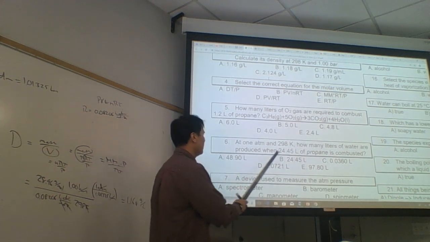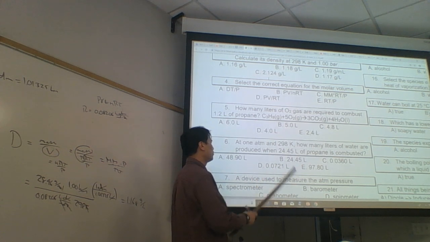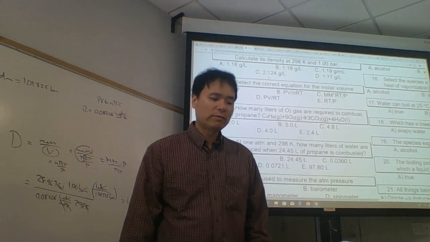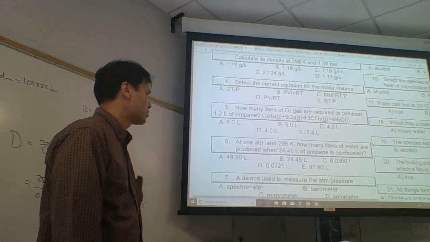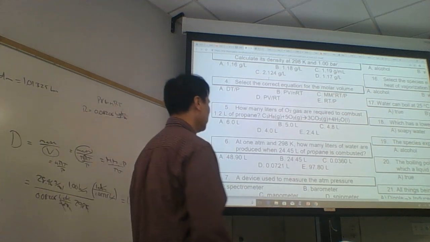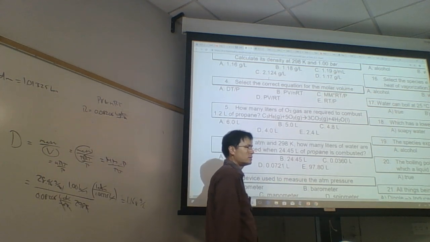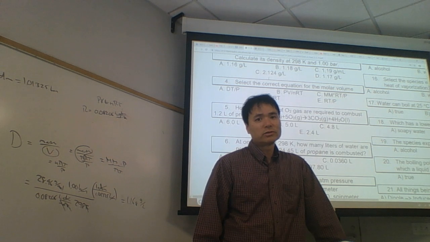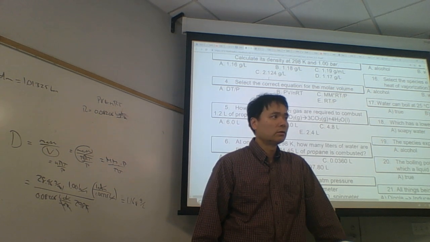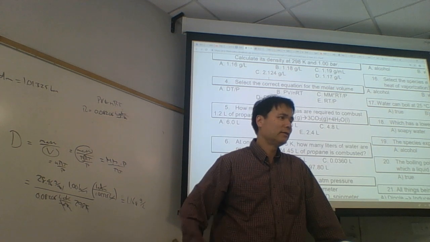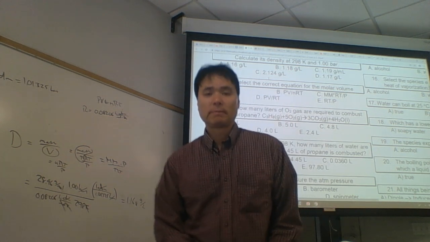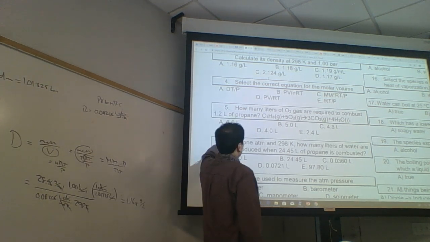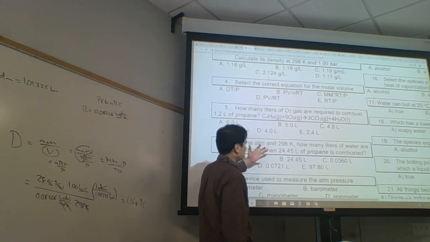At 1 atmosphere and 290 Kelvin, how many liters of water are produced when 24.45 liters of propane is combusted? 24.45, around there, is kind of a special number. It's like 24.5 liters. 24.5 liters of propane, that's a number that should trigger some kind of association. And what is an association? 24.5 liters is equivalent to what? 1 mole. 1 mole under these conditions here. At 290 Kelvin in 1 atmosphere, this is 1 mole of gas.